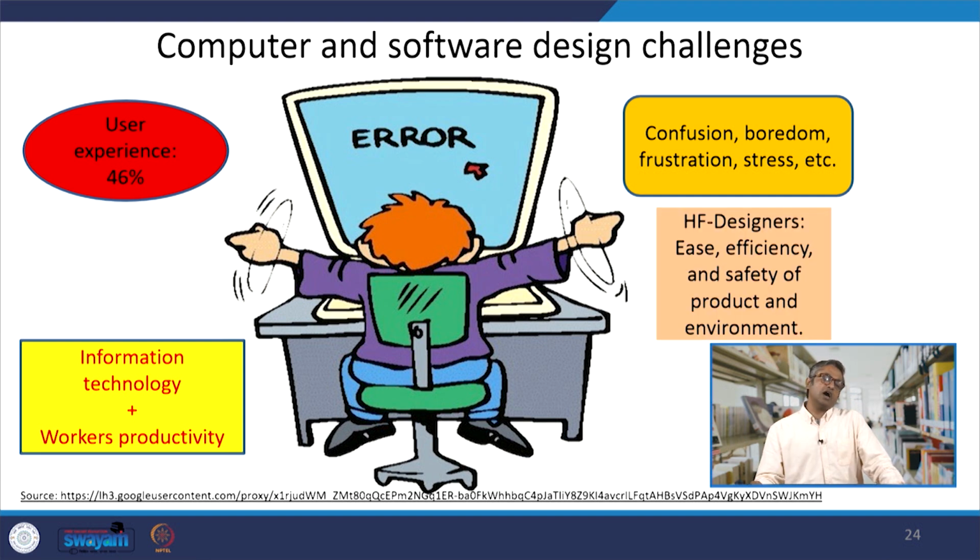The purpose of ergonomics or a human factor designer is how easily and efficiently we can organize this data set. How can we bring safety? How can we enhance the safety of the product and the environment? That is the core feature of human factor designers, and that is the core feature of cognitive ergonomics. How can we ease the workload? How can we efficiently enhance the productivity? How can we do that? How can we promote that?